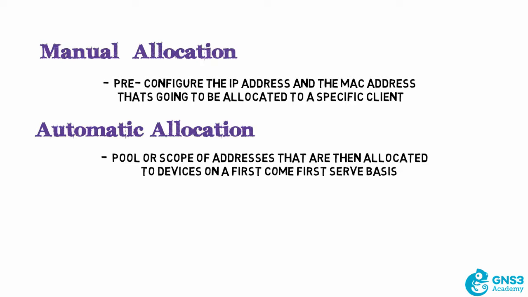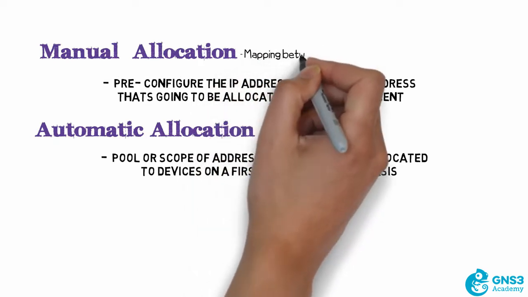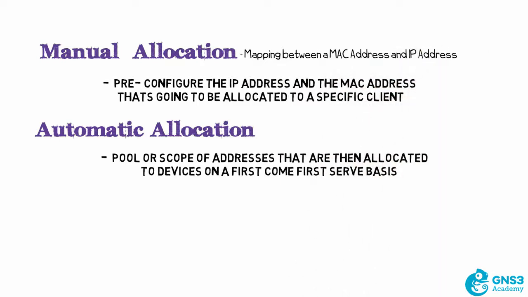As soon as a specific MAC address gets an IP address, that IP address is permanently allocated to that specific MAC address, whereas with manual allocation, you are manually configuring a mapping between a MAC address and an IP address.